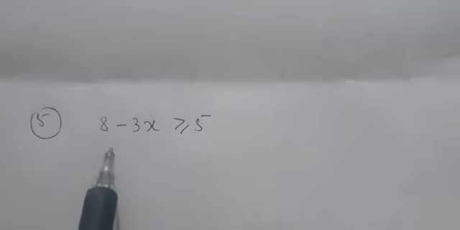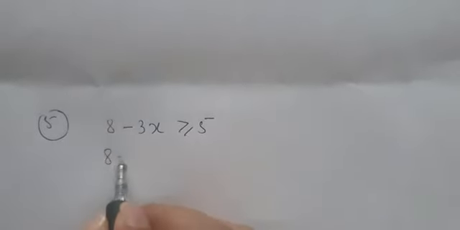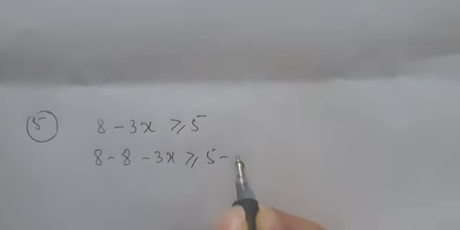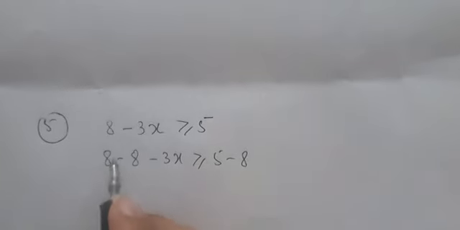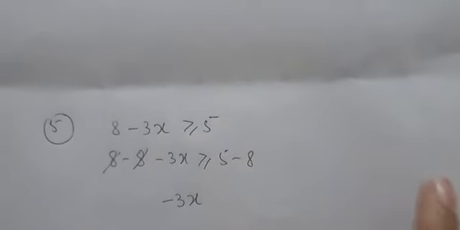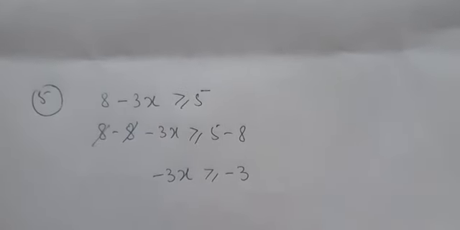So first of all we will remove this 8. To remove this 8 we need to subtract the number 8 on both sides of the inequality. So here it will be cancelled out and we will be left with negative 3x greater than or equal to negative 3.